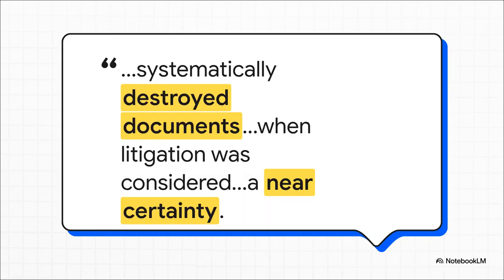The famous, or maybe infamous, McCabe case is the textbook example of this. You had a defendant with a so-called document retention policy. But what it really was was a systematic plan to destroy damaging documents precisely because they knew litigation wasn't just possible, it was a near certainty. This is exactly the kind of conduct the court has the power to stop.